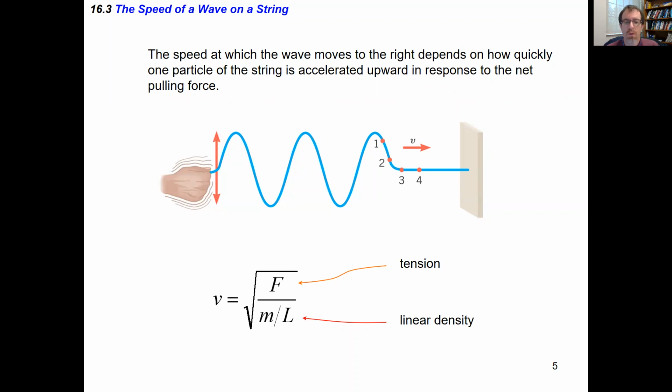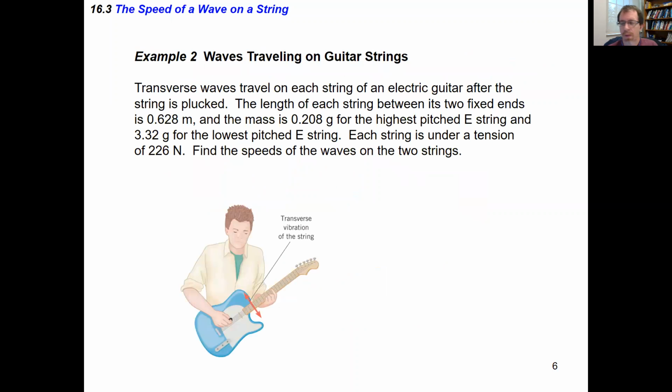One other thing: we've used capital F for tension because we already use capital T in this chapter for period, the time for one cycle. So we use the generic F for force, for tension, here. All right, so we've got our formula. Let's do a little easy example problem with it.